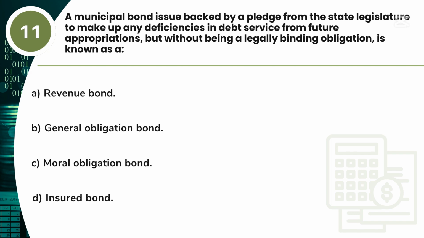Question 11. A municipal bond issue backed by a pledge from the state legislature to make up any deficiencies in debt service from future appropriations, but without being a legally binding obligation, is known as: A. Revenue bond. B. General obligation bond. C. Moral obligation bond. D. Insured bond.